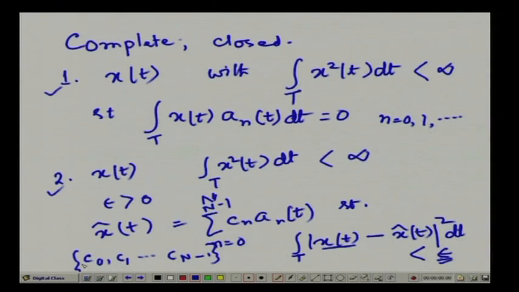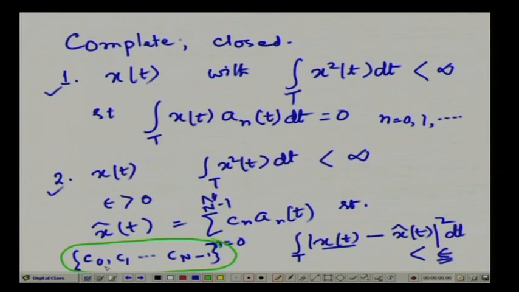Then using this complete set of orthogonal functions, we can go for a finite expansion of a signal x(t) using the finite number of expansion coefficients C0, C1 up to C(N-1), as is shown here. So, I have a finite set of expansion coefficients.